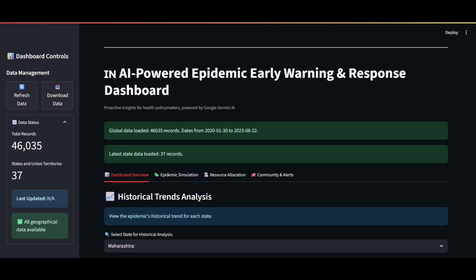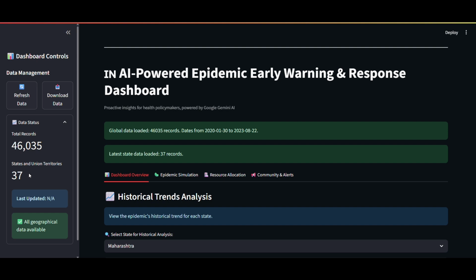The AI-powered Epidemic Early Warning and Response Dashboard, a comprehensive tool designed to provide proactive insights for health policymakers. This dashboard is powered by Gemini AI and integrates state-level epidemic data. On the main screen, we can see a snapshot of the data loaded. We have a total of around 46,000 records from 37 states and union territories.